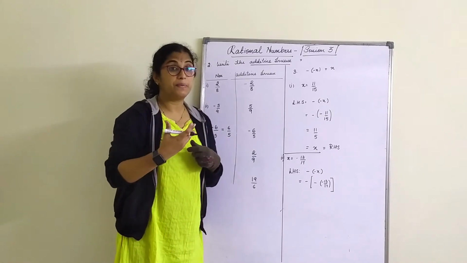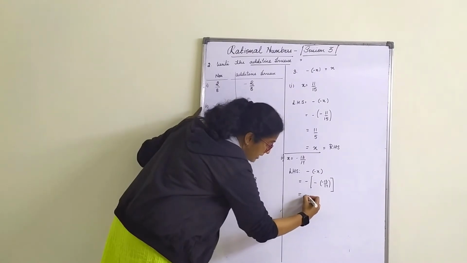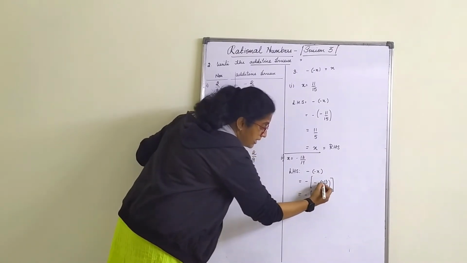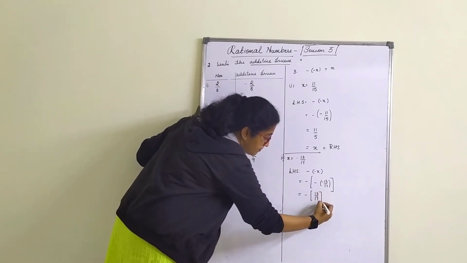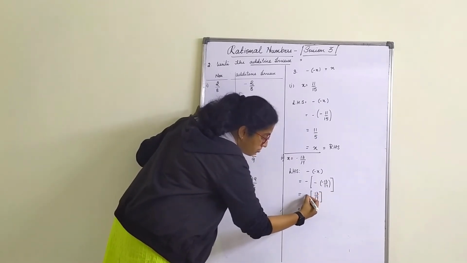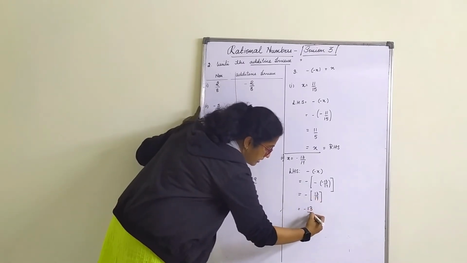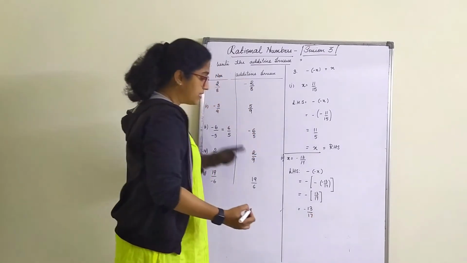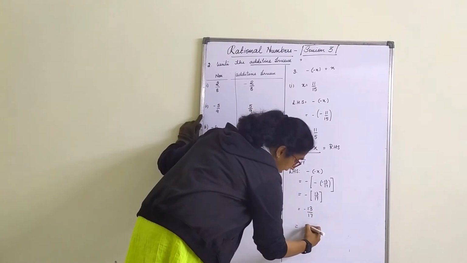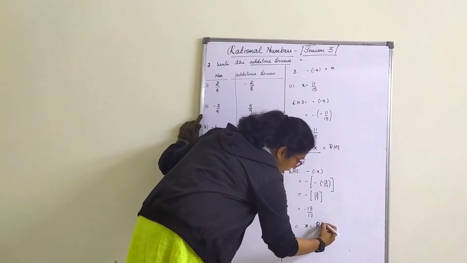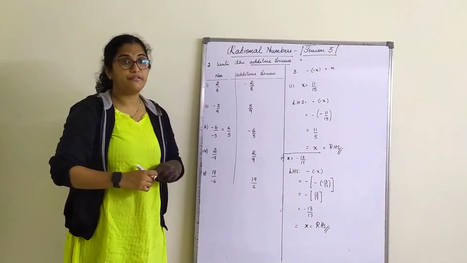Always while removing the bracket, start from the smallest bracket. So this minus sign as it is. Minus into minus plus 13 by 17. So what is it here? Plus is there. So the answer is minus 13 by 17. What is minus 13 by 17? The given question, that is nothing but x, that is equal to RHS. Hence proved. Yes, isn't the sum very simple?